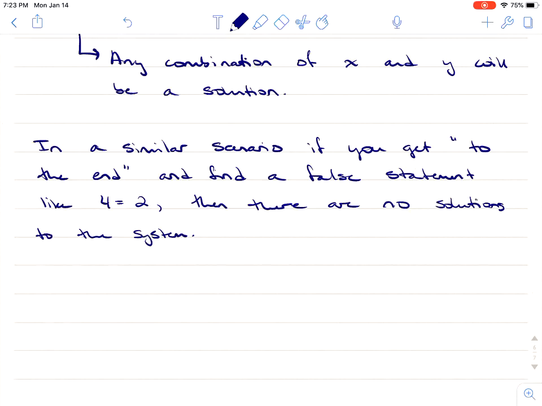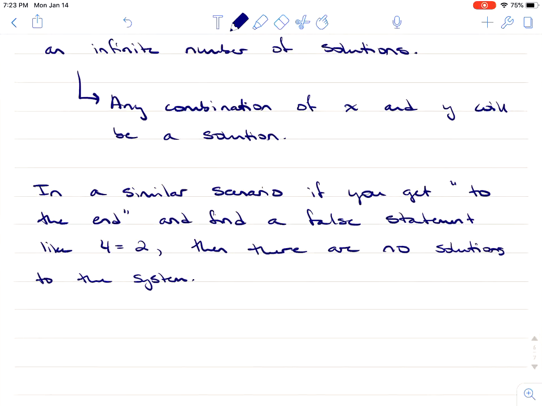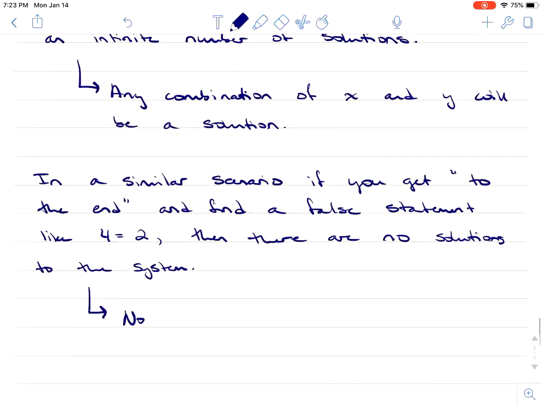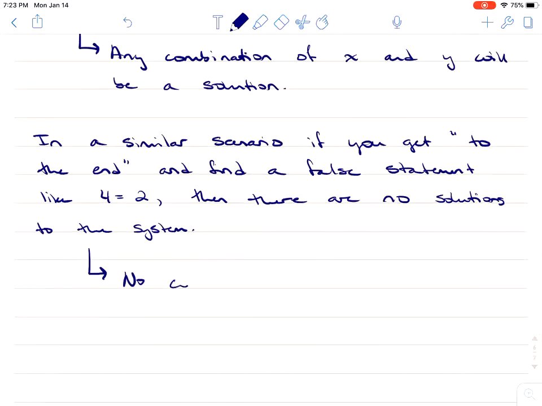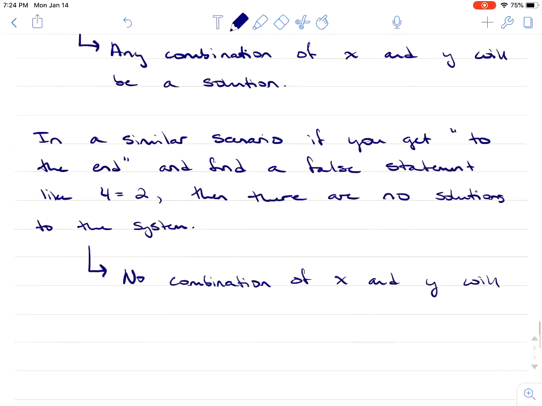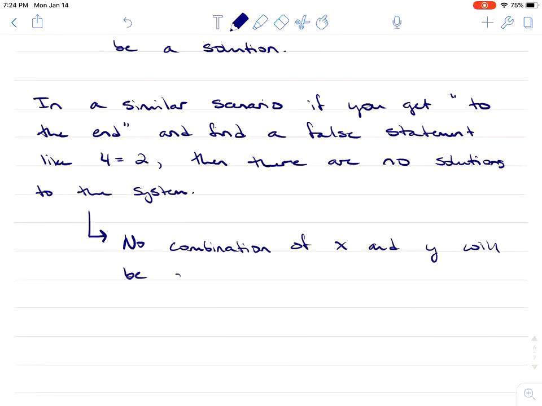Meaning, going back to the same drop down point as before, no combination of x and y is going to yield a solution. No combination of x and y will be a solution.